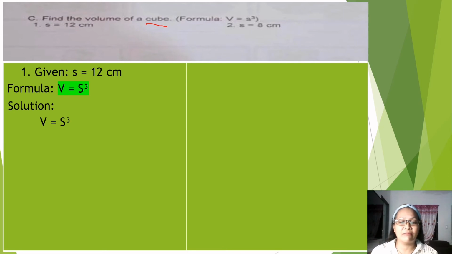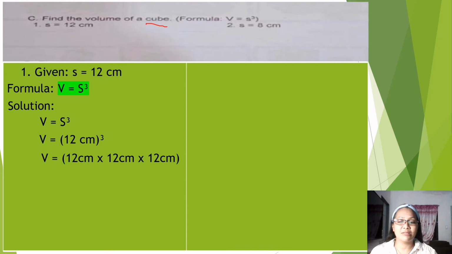So we have V is equal to S cube. Why do we always need to copy the formula when we do the solution? Because the formula is our guide. Then after that, substitute the given. So we have now V is equal to our S, which is 12 centimeter, and then raised to the third power. Then after that, we can write it in expanded form. So we have V is equal to 12 centimeter times 12 centimeter times 12 centimeter.